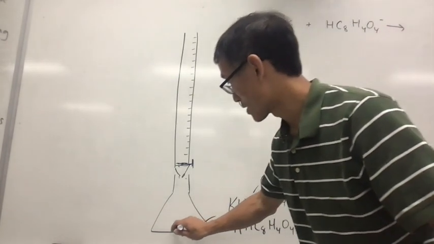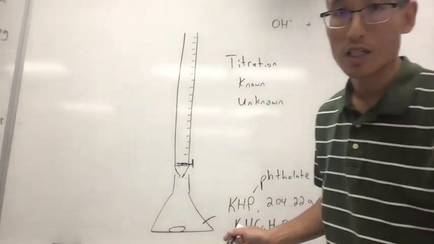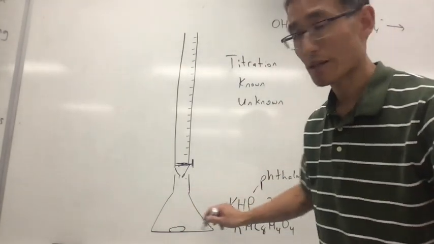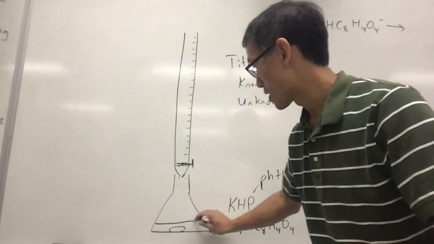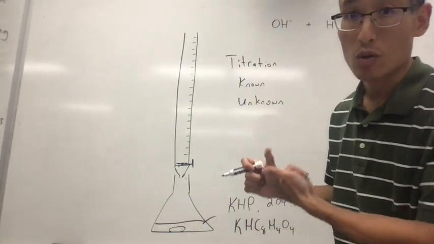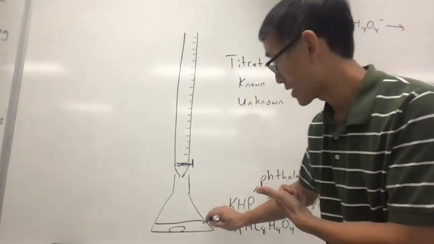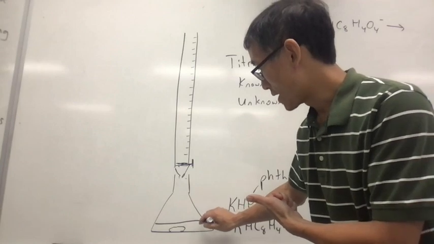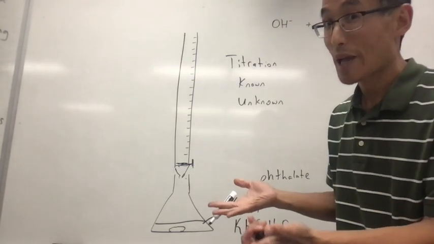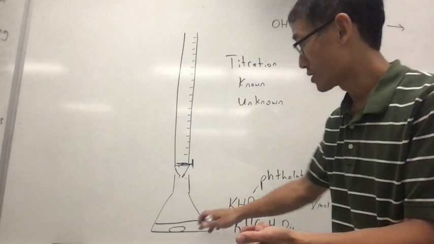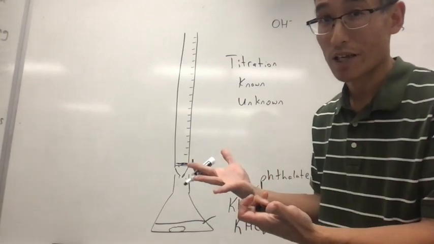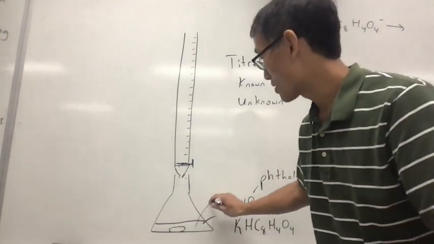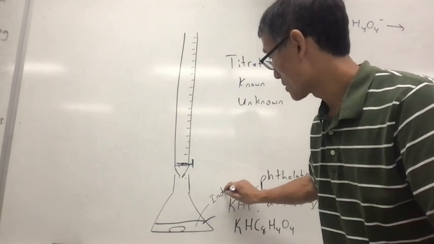So you took a certain amount of it and you put it into here, and then we put some water in here. The water is going to dissolve the potassium hydrogen phthalate, the KHP, and the water is not going to react with anything. So it is just going to be there so that it can dissolve. And then we put something called an indicator in here.